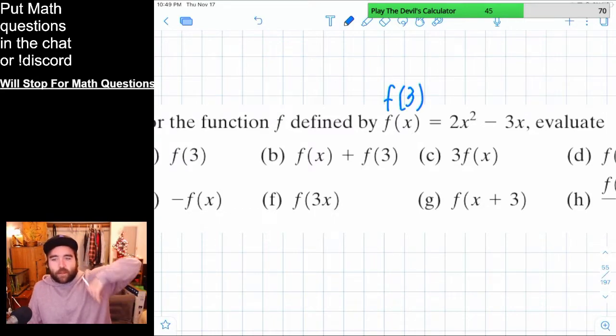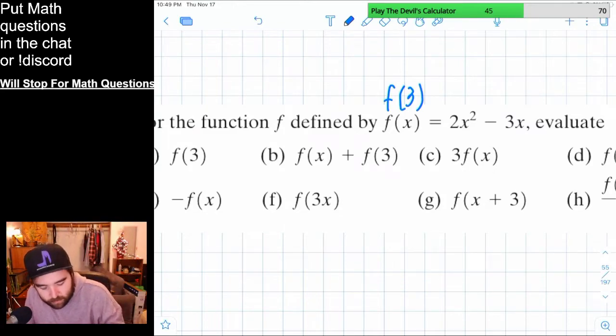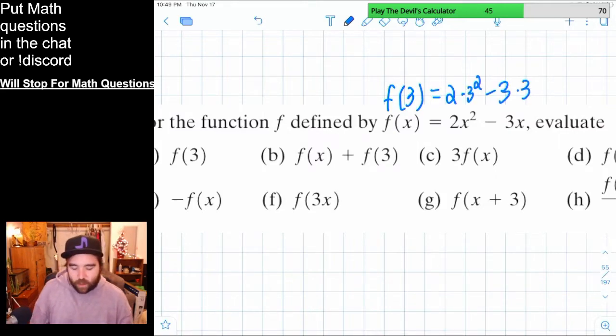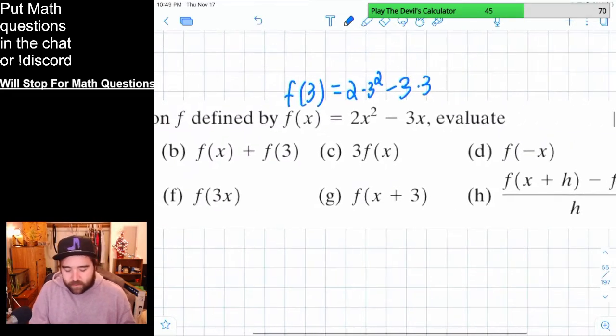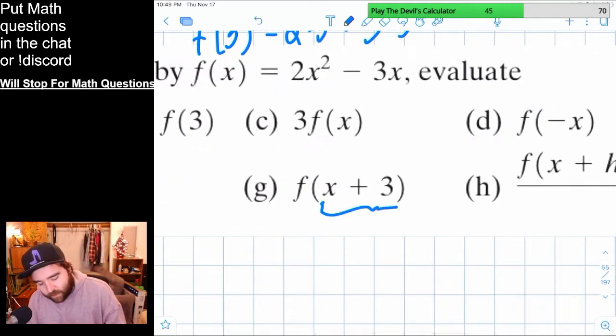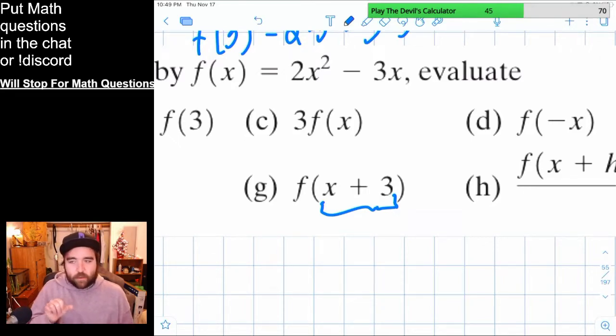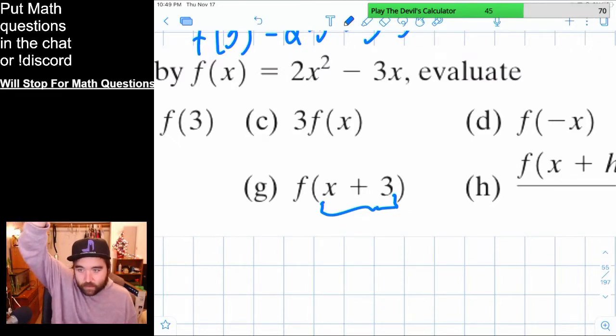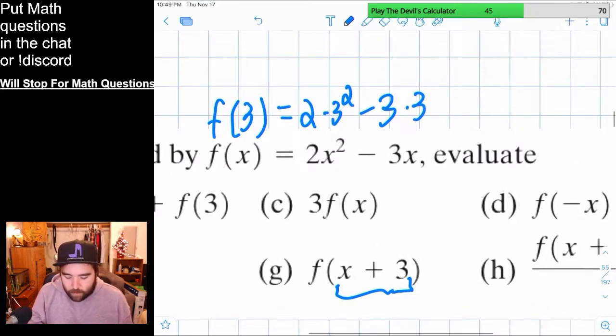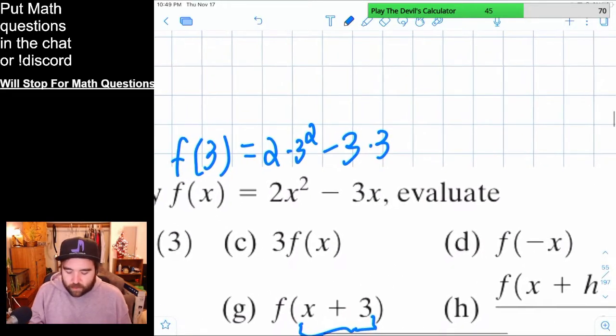So that means everywhere where there was an x, you're putting in a 3. So this is 2 times 3 squared minus 3 times 3. And that's what that notation means. Every time you see, even when it gets crazier like this, all it means is whatever's in the parentheses, x plus 3, you're going to replace the original x with that. So we'll get there. So let's just do out this math.